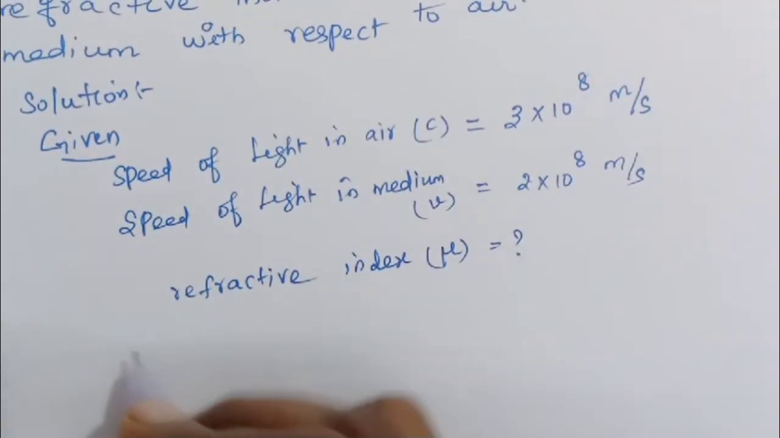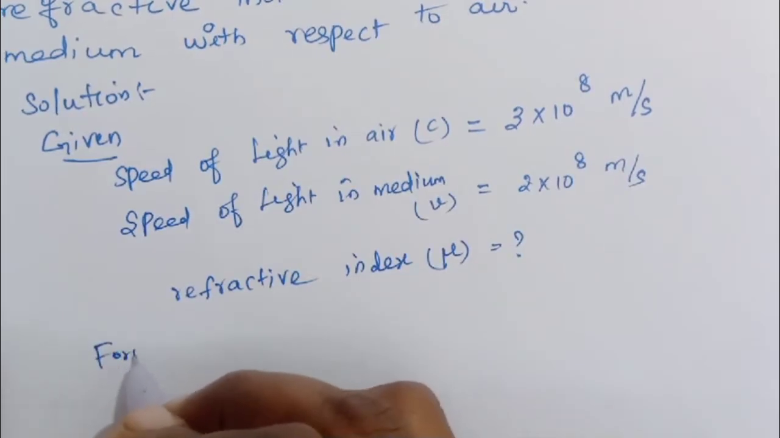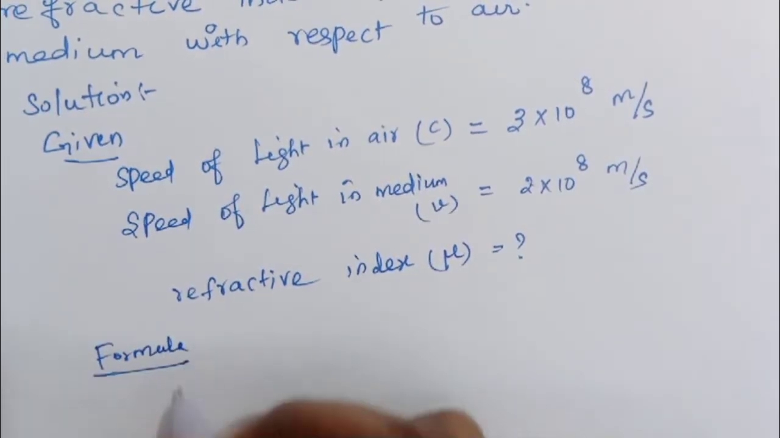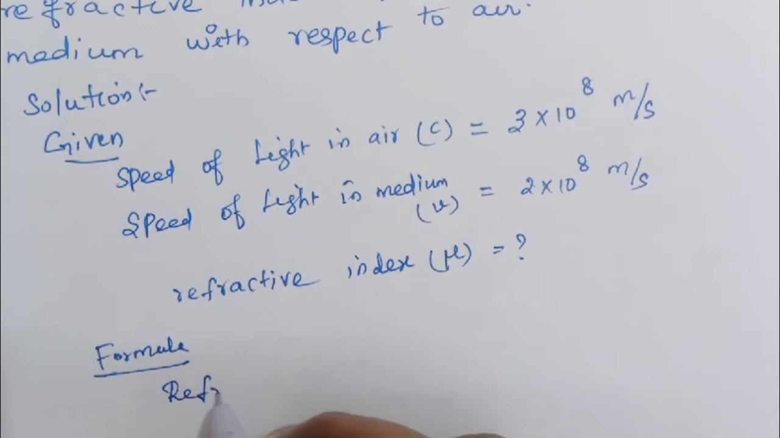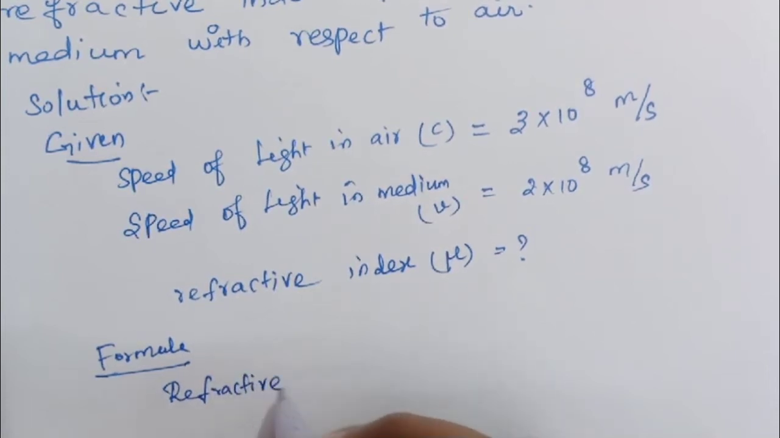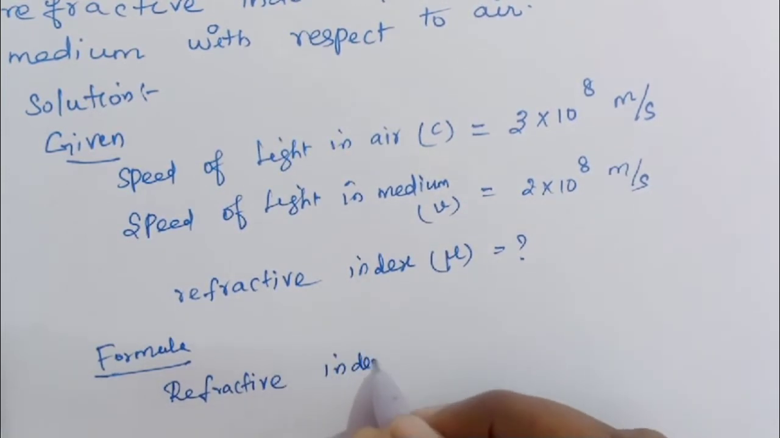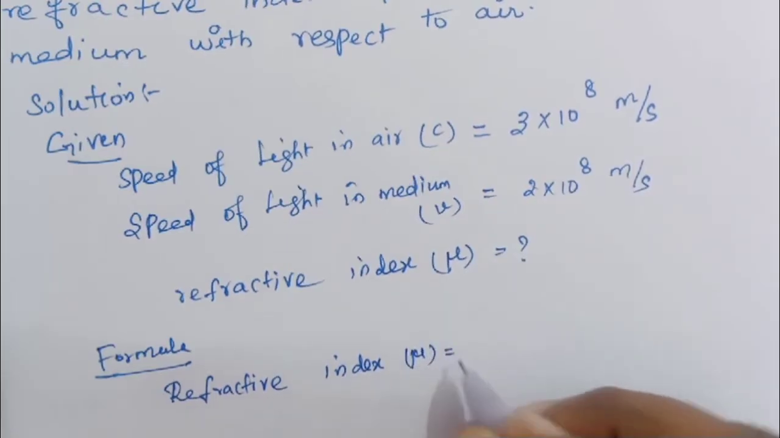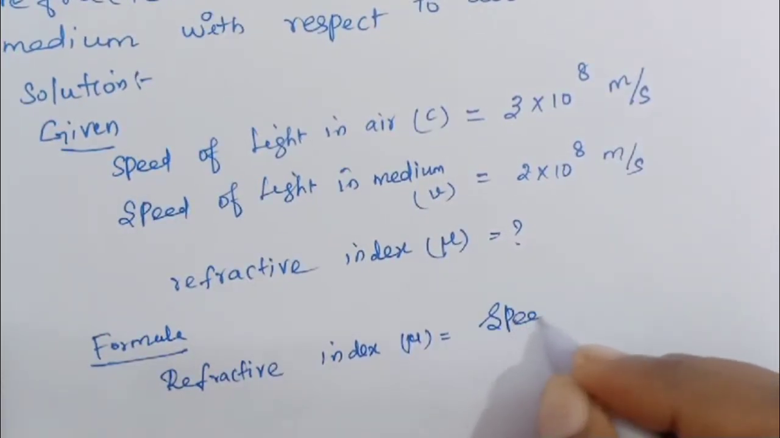The next step is the formula. First we should write the formula of refractive index. Refractive index, represented by the letter mu, is equal to speed of light.